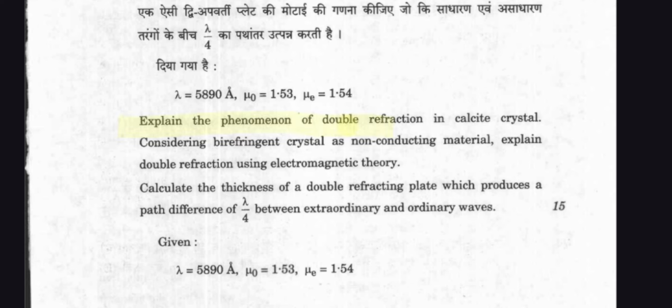Explain the phenomenon of double refraction in calcite crystals. Considering the crystal as a non-conducting material, explain double refraction using electromagnetic theory. Calculate the thickness of a double refracting plate which produces a path difference of lambda by 4 between extraordinary and ordinary waves. Given lambda is equal to 5893 angstroms, mu O is equal to 1.53 and mu E is equal to 1.54.